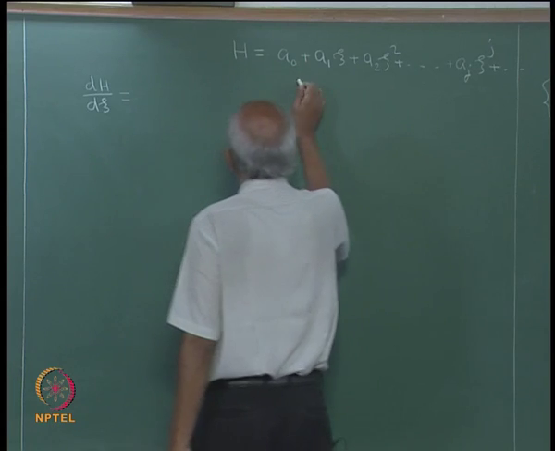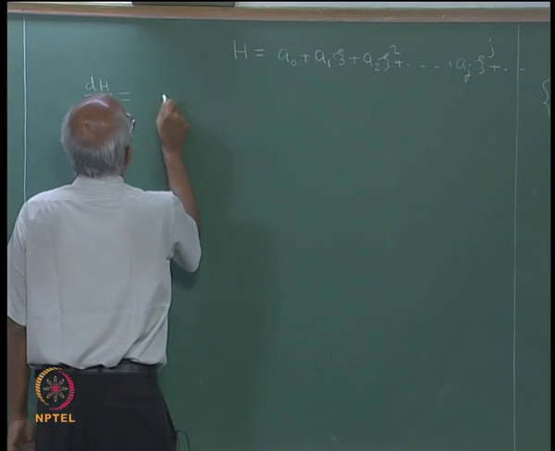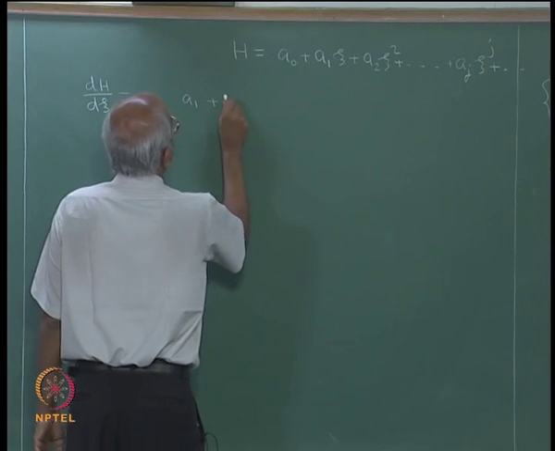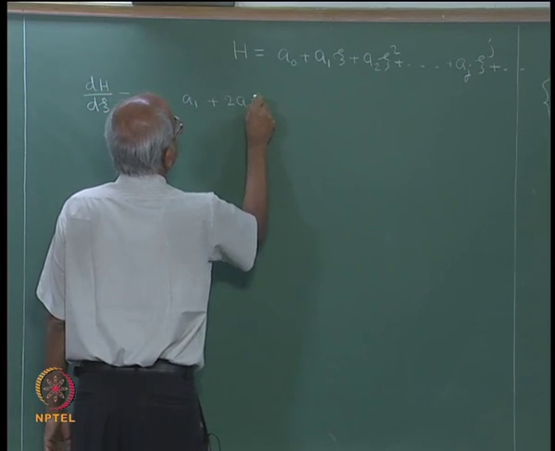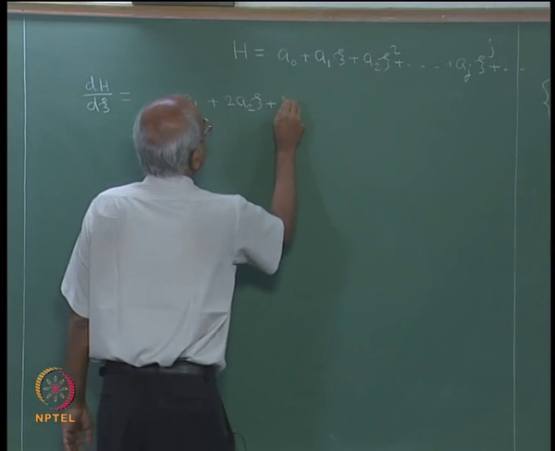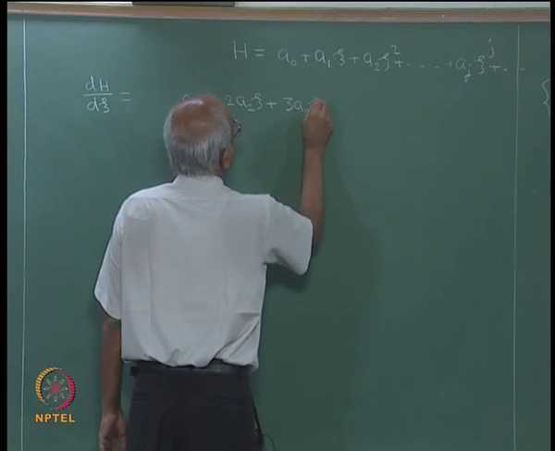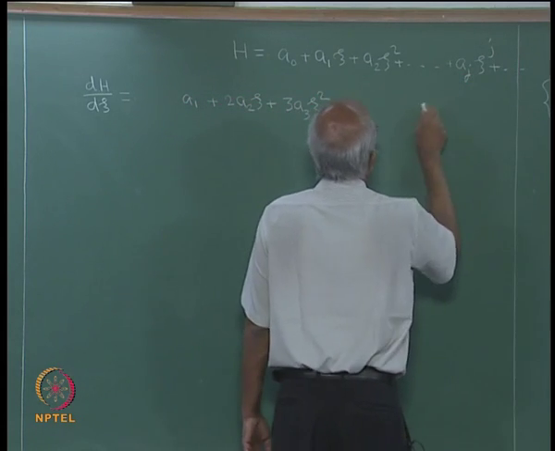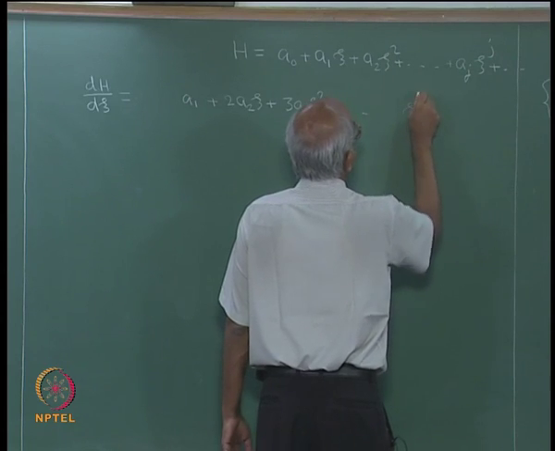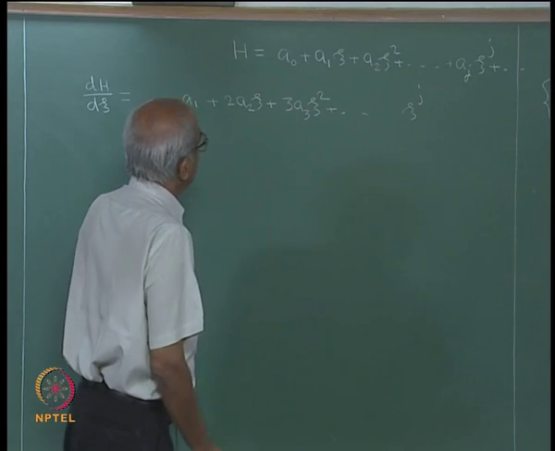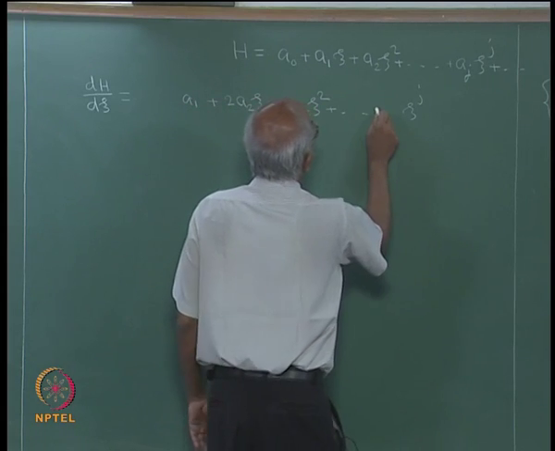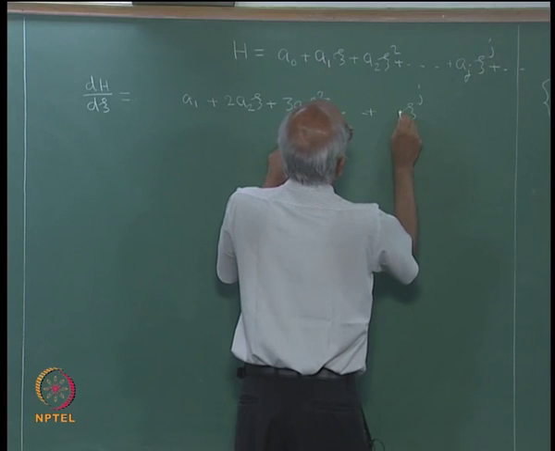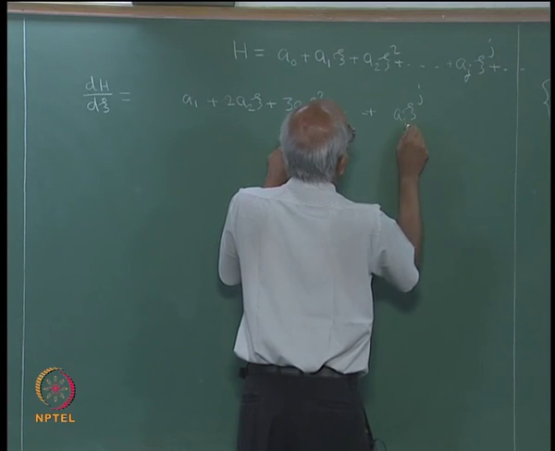What will it be? You have the series, it is fairly easy to differentiate it. Derivative of the first term will be 0, the second term will give me A1, next term will give me 2A2 C plus 3A3 C square plus etc. In general, what will be the general term? You will have c to the power of j multiplied by what will be the coefficient? A j plus 1.